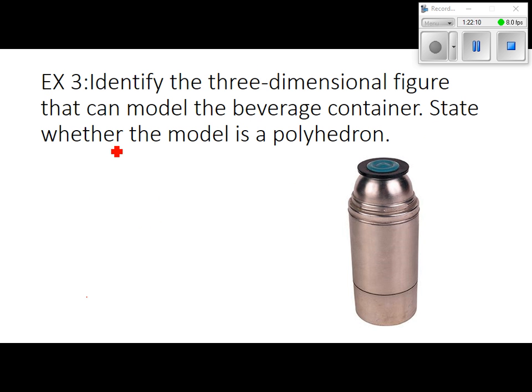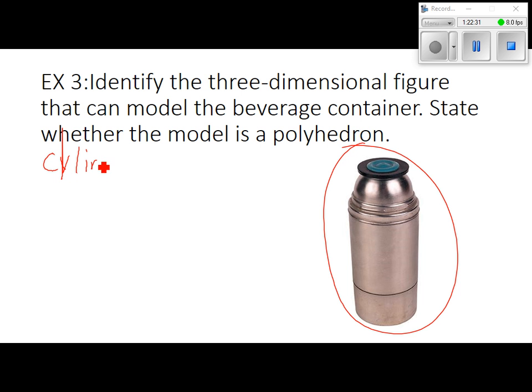Identify the three-dimensional figure that can model the beverage container. State whether the model is a polyhedron. So they're just asking, what three-dimensional figure would best represent this container here? And it would probably be a cylinder. And they ask, is it a polyhedron? It's not a polyhedron, because it's got circles in it.